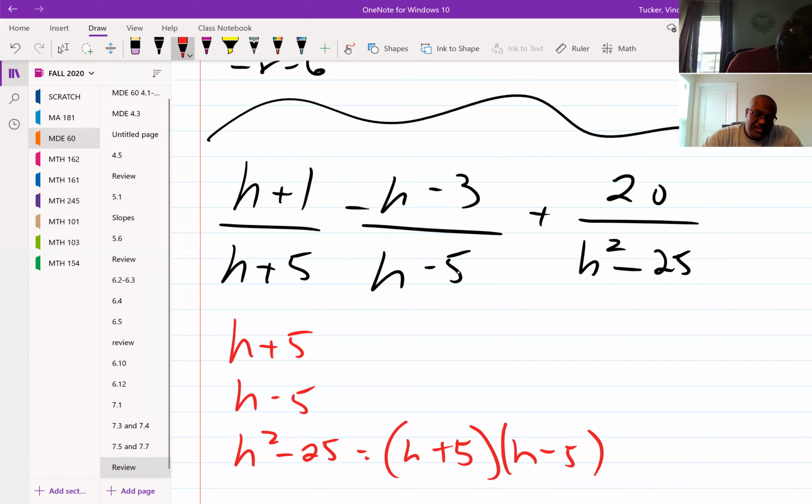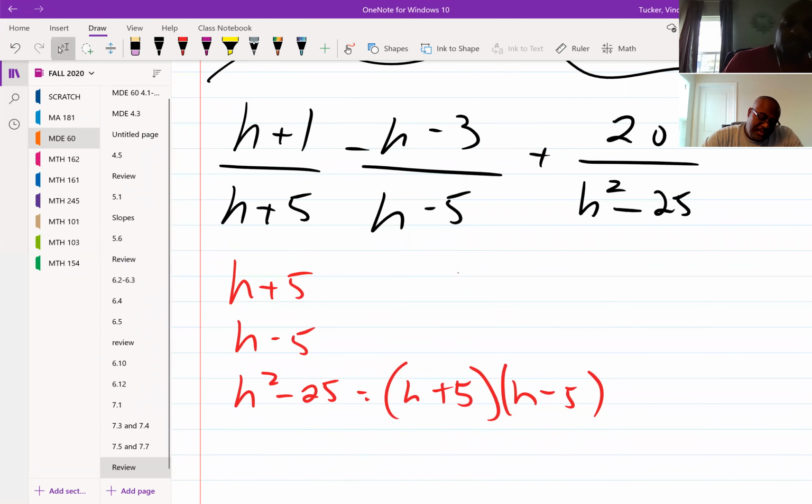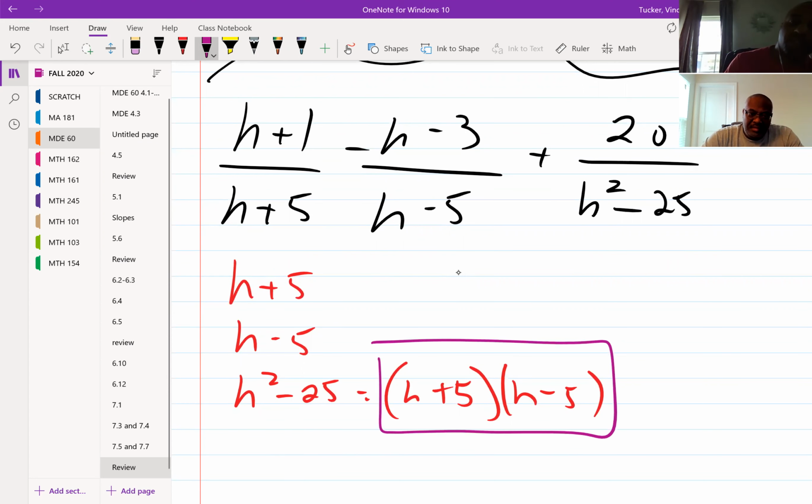So now h squared minus 25 is the difference of squares, which is a combination of our first two denominators, h plus 5, h minus 5. So this would actually be our LCD. Remember, whenever you're talking about the LCD, you take a representation of each quantity that you see. Now, if you had powers, you would take the highest power of the quantity that you see.